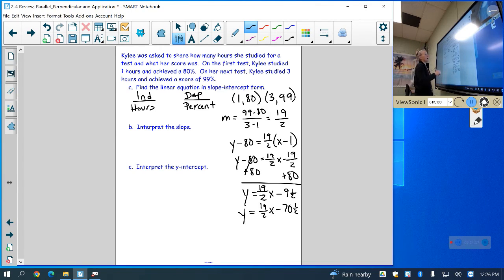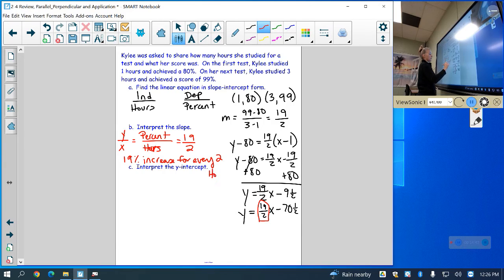Okay, so now part B says, interpret the slope. Well, 19 over 2, remember, it's always y over x, which is my dependent over my independent, which is percent over hours. And in this case, it's going to be a 19% increase for every 2 hours studied. Okay, interpret the y-intercept.